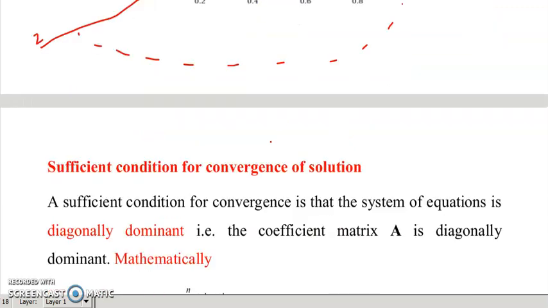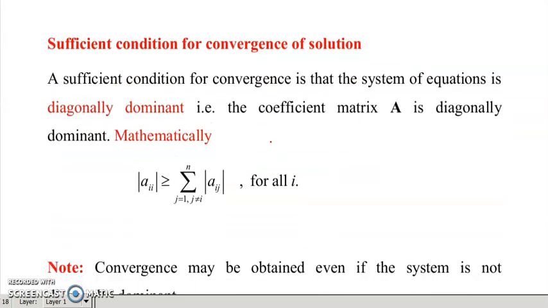So guys, here I have written the sufficient condition. What is a sufficient condition for convergence of the solution? The sufficient condition for convergence is that the system of equations is diagonally dominant. It is, I think, a new word for you. Diagonally dominant means that the coefficient matrix A is diagonally dominant. Mathematically I have written it here.